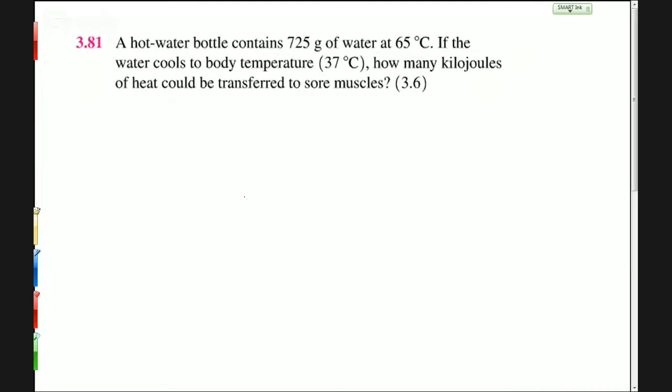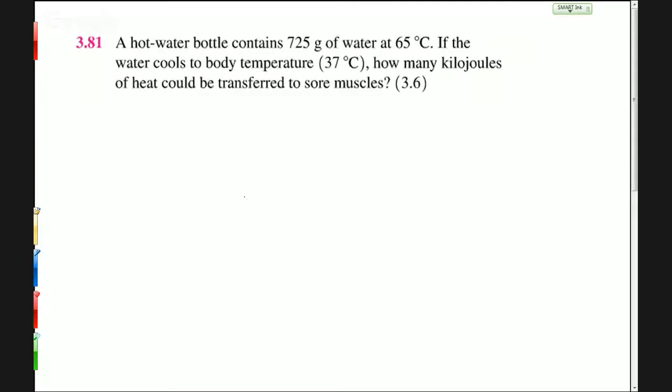So a hot water bottle contains 725 grams of water at 65 degrees C. The water cools to body temperature as you put it on your skin. How many kilojoules of heat could be transferred to your sore muscles?